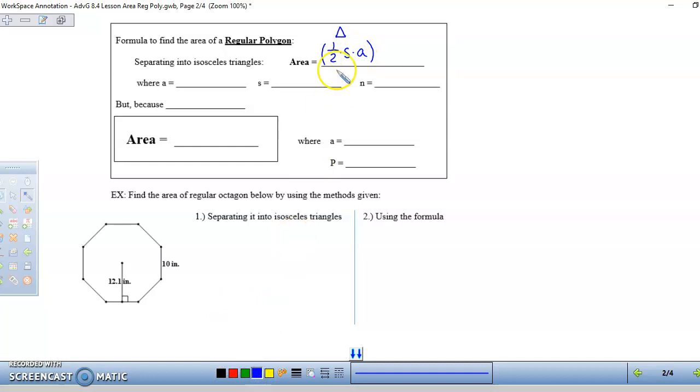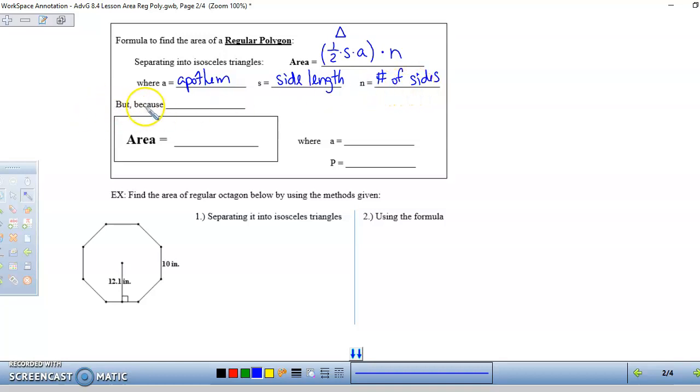Now, there are 6 of them in the hexagon, but however many side lengths there are, that is how many triangles. So you just multiply by n. You'd find the area of one triangle, multiply by how many triangles there are. A obviously is the apothem, S is the side length, N is the number of sides. And that corresponds with the number of triangles.